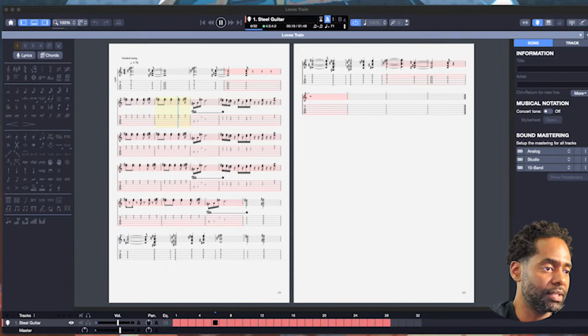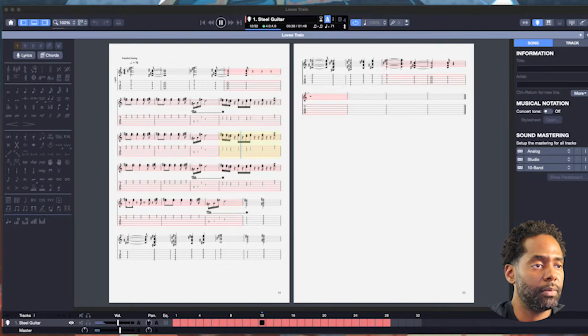And this is the guitar part only, okay? And this is that initial part that is playing before the verse actually starts. So here's the verse.